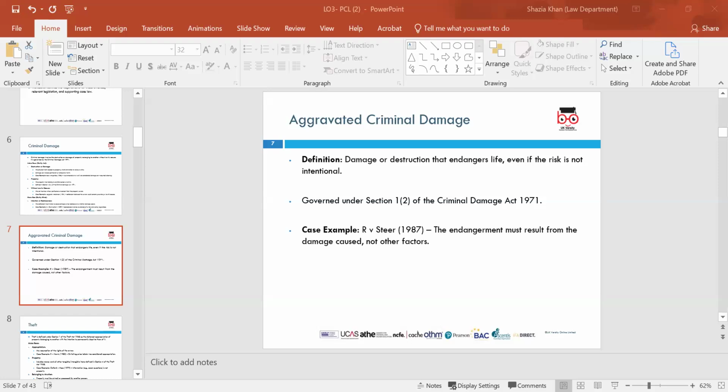And another example is racially aggravated criminal damage, where a person may be charged under Section 30 of the Crime and Disorder Act 1998 if they cause damage or destroy property which is motivated by racial or religious hostility or prejudice.